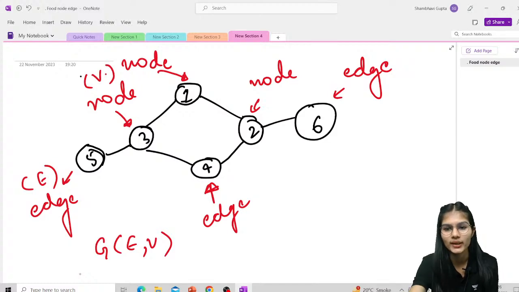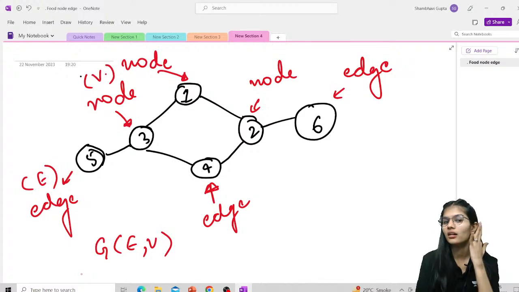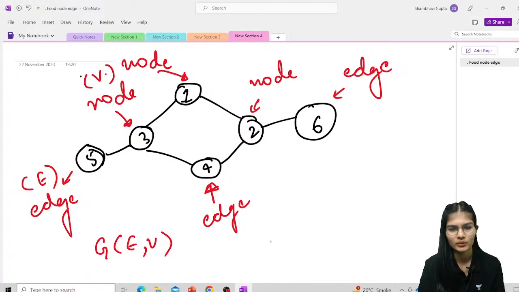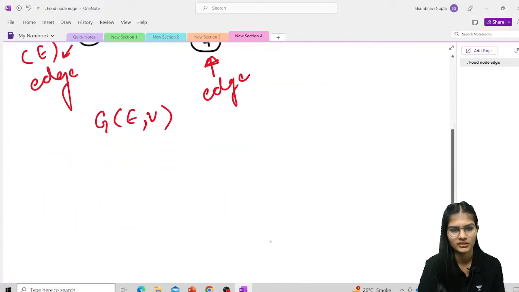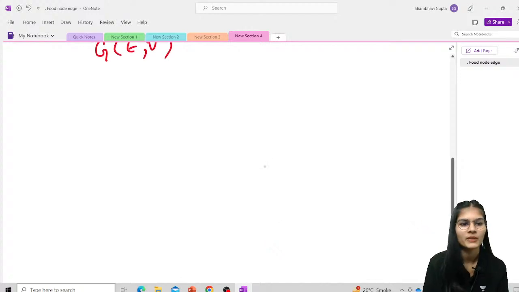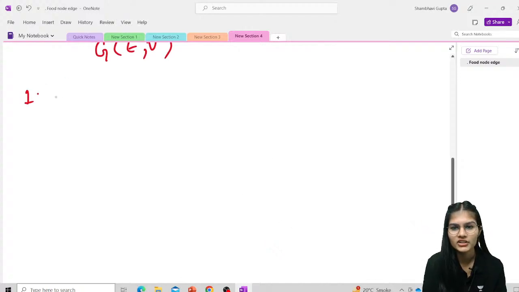Okay, now that's the one thing. Now, if I talk about what are the different types of graphs which we have, let's understand about them a little bit. I'll just move down. So the very first kind of graph which we have is the undirected graph.